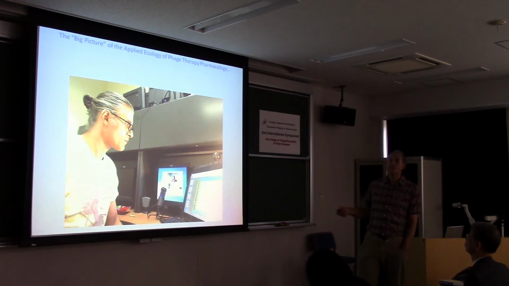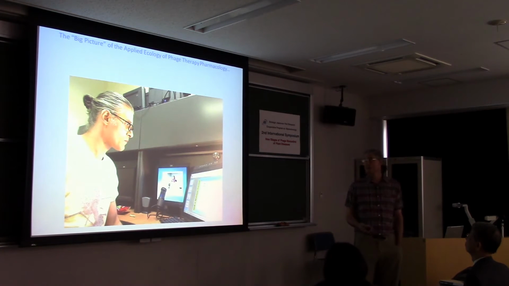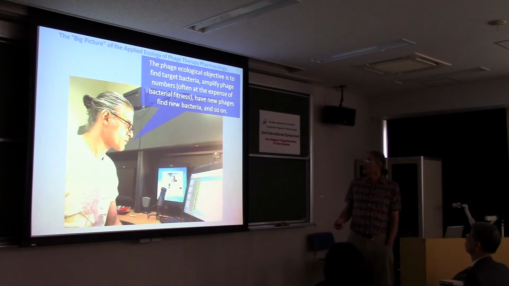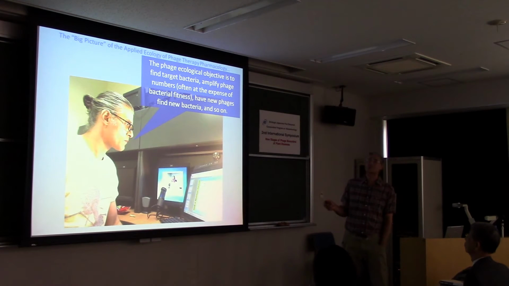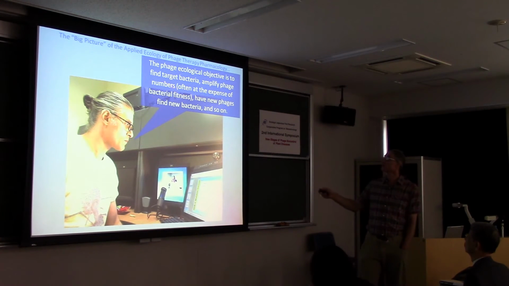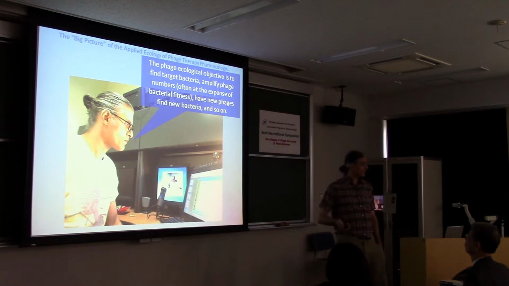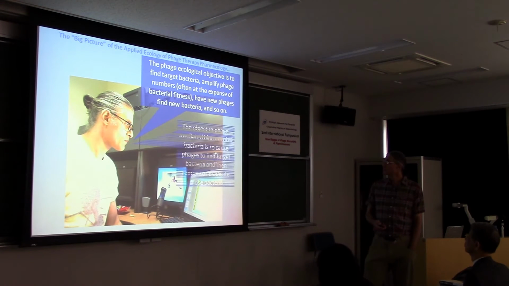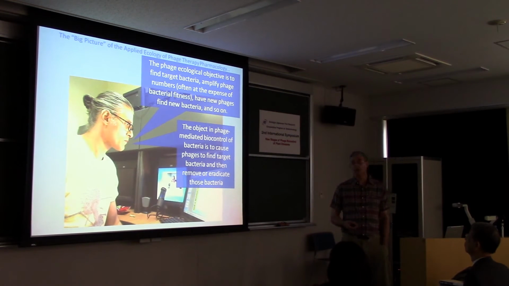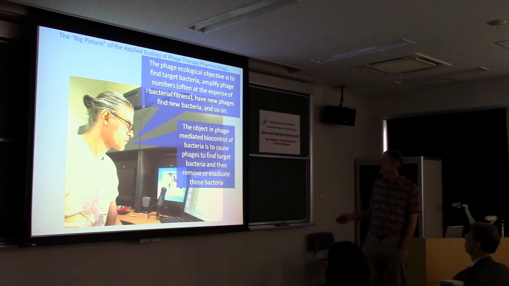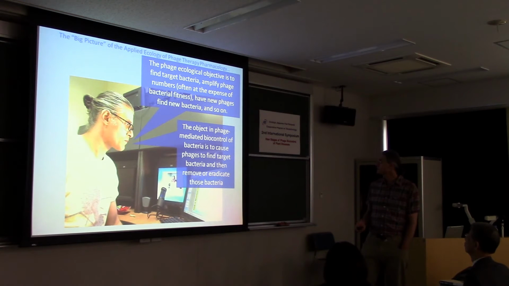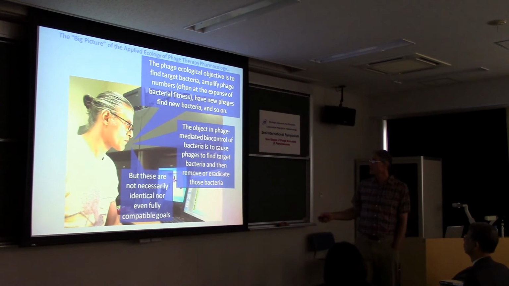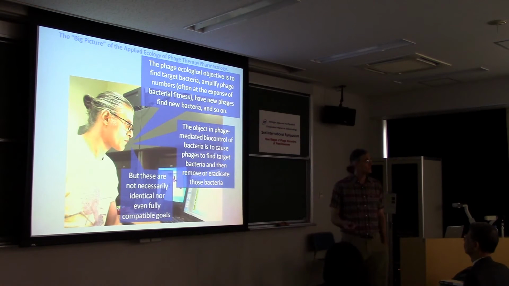So taking all this idea of applied ecology, let's apply it to phage therapy pharmacology. The big picture is that the phage ecological objective is to find target bacteria and to amplify their numbers, and that typically occurs at the expense of bacterial fitness. And then the new phages that are produced find new bacteria, and so on and so forth. That's a little different from our objective in phage-mediated biocontrol, where the object is, in fact, to cause the death of bacteria, for phages to find bacteria and eradicate or eliminate them. So these two approaches are not identical, and they're not necessarily even fully compatible.